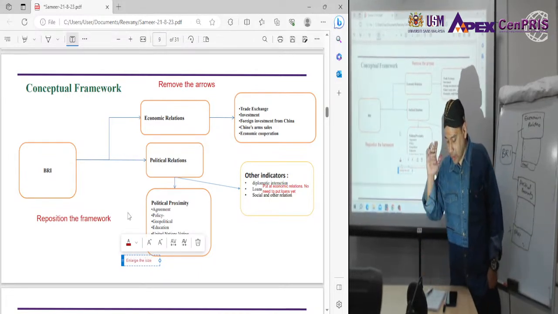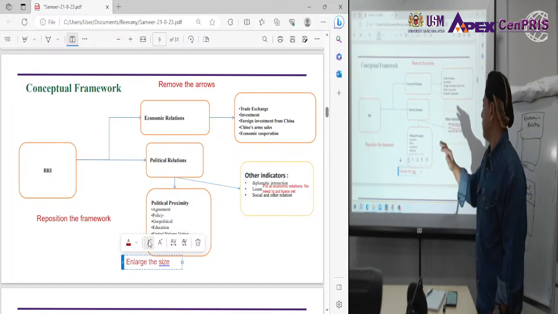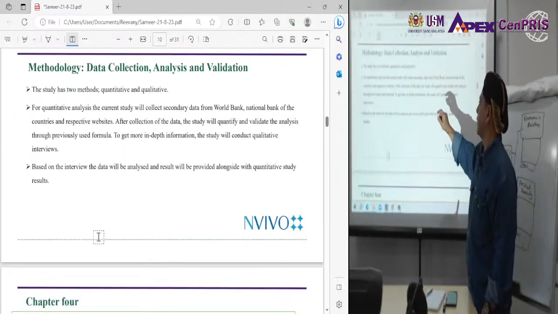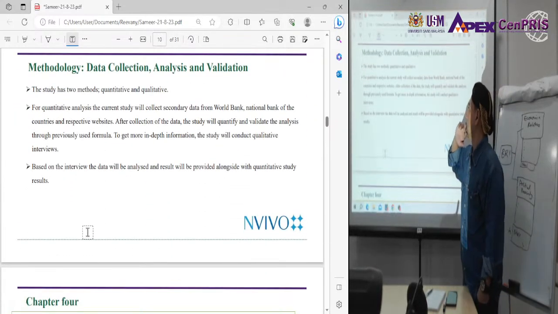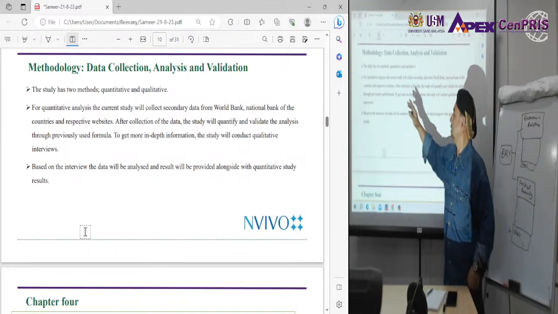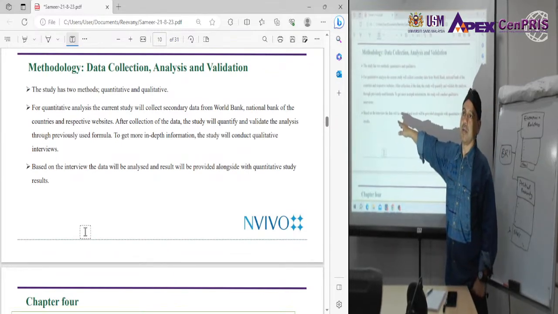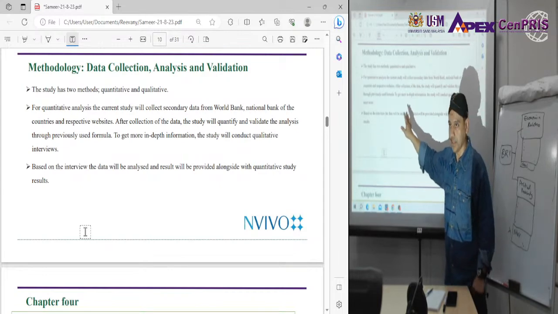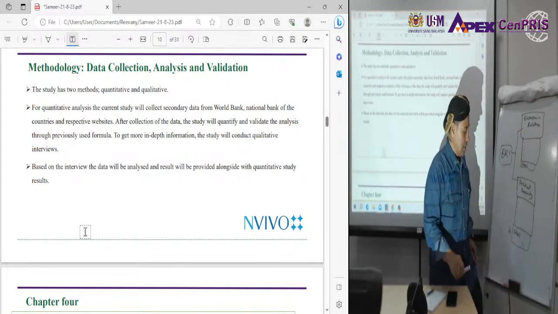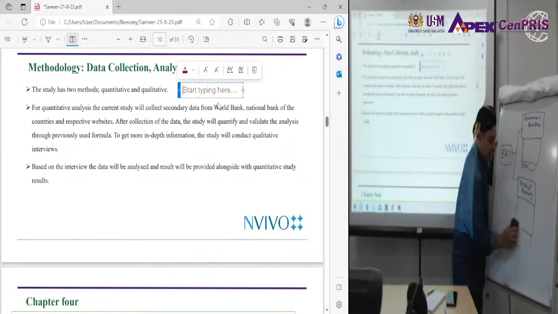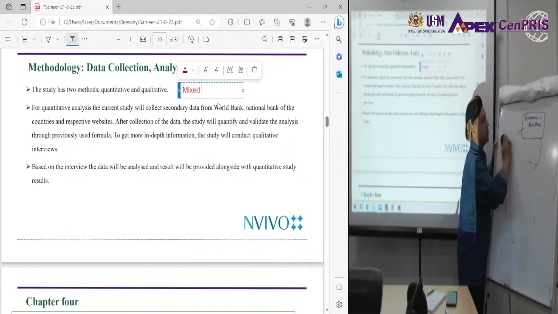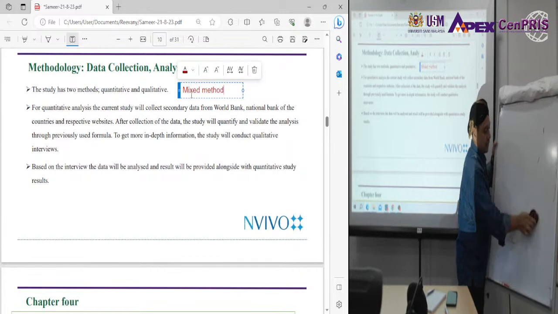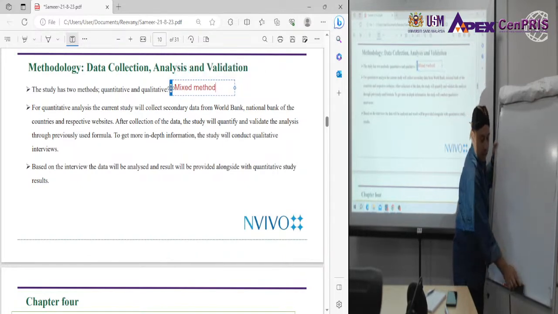Okay. Methodology. This is the fun part. The study has two methods. So your study employs mixed methods. Here is where we're going to explain a bit. I think I've explained before. I'll explain a bit more.